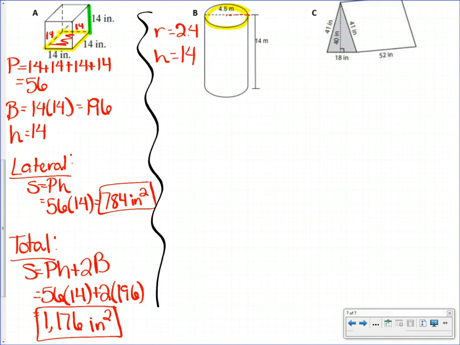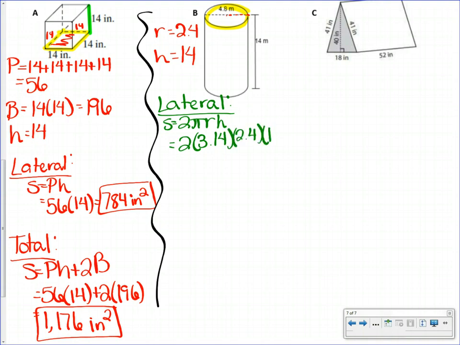So my formula for a cylinder: your lateral surface area is 2 pi rh. So the 2 stays. Pi, you use 3.14. The radius is 2.4, and the height is 14. Multiply all that together, and you get 211.01 meters squared.